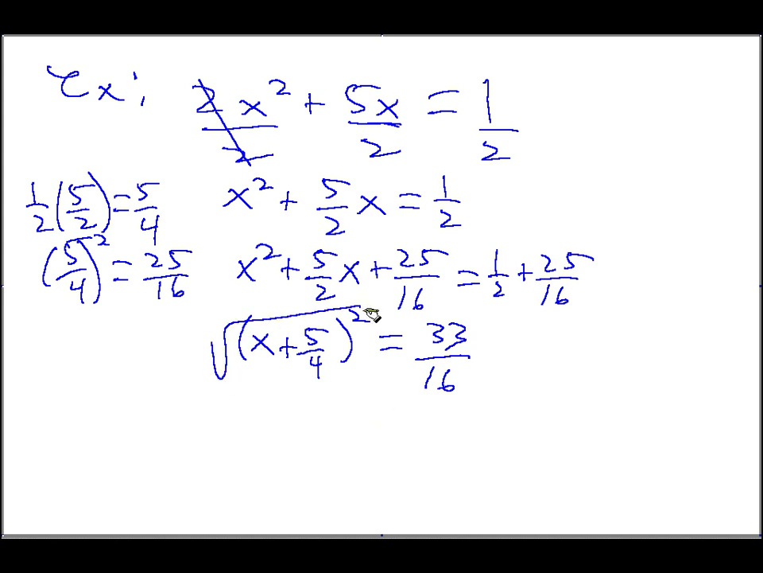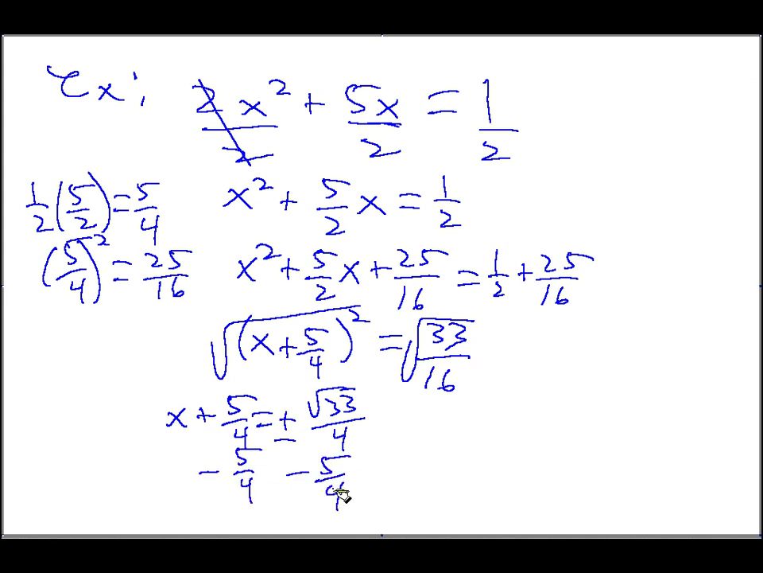Alright? Let's take the square root of both sides. So I get x plus 5/4 equal to plus or minus what? Square root of 33, which I cannot simplify anymore, over what's the square root of 16? 4. Can we see that? Let's finish it off. Subtract 5/4 from both sides to isolate the x on the left-hand side. Alright, that takes care of that, right? So I'm going to get x equal to negative 5/4, plus or minus, and plus or minus what? Square root of 33 over 4.